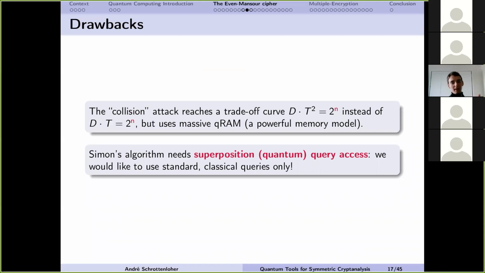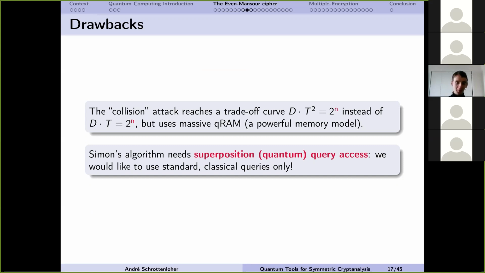So of course, the attacks that are presented have two drawbacks. The first one is that the quantum collision attack has a nice trade-off curve that is similar to the classical one. That looks more or less tight also. The only problem is that, of course, at each point of the curve, you use a memory of size t.